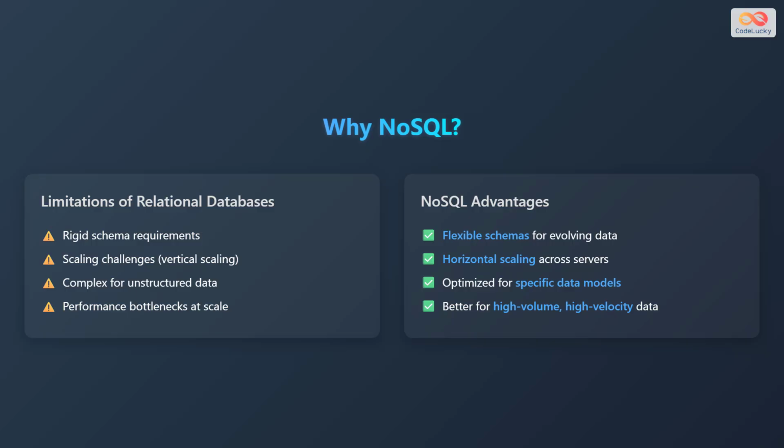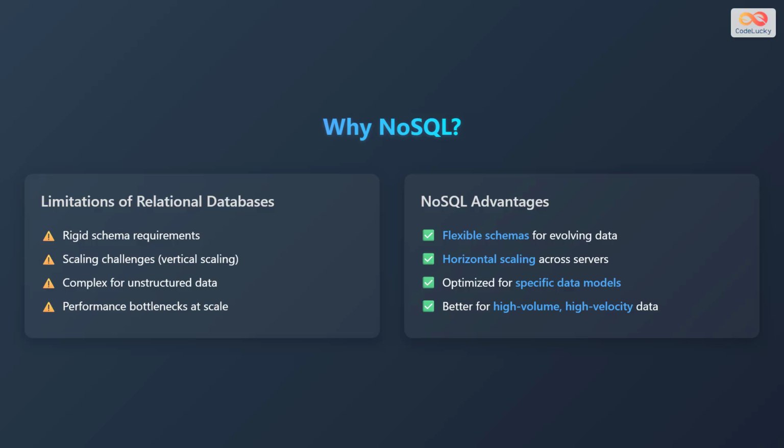NoSQL databases offer several advantages. They provide flexible schemas, which allows your data structure to evolve over time. They support horizontal scaling across multiple servers, making them suitable for handling large amounts of data.